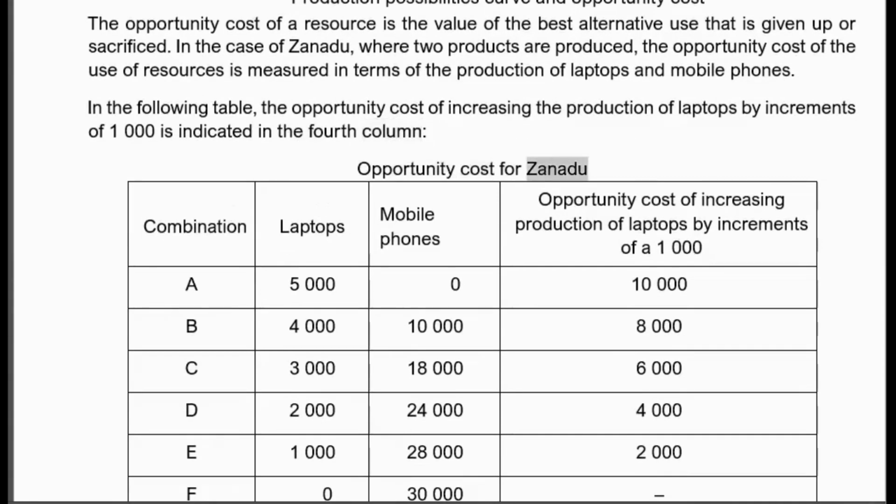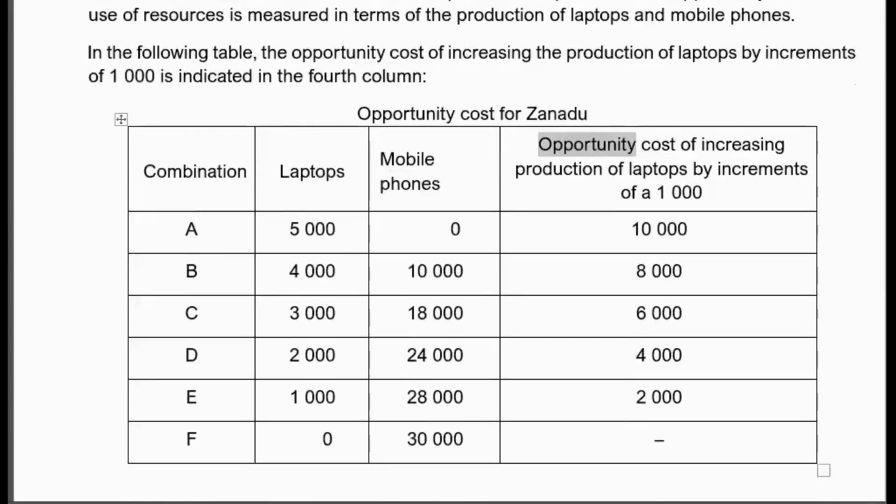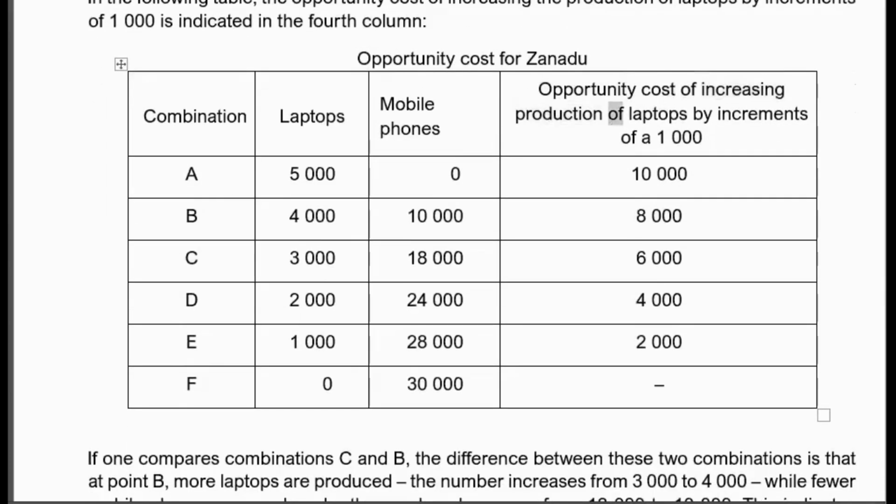Opportunity cost for Xanadu. Combination. Laptops. Mobile phones. Opportunity cost of increasing production of laptops by increments of 1,000.